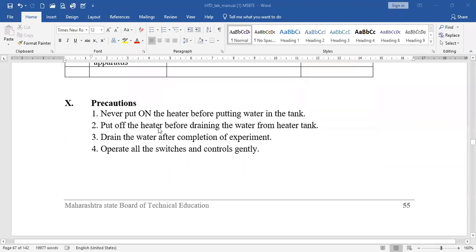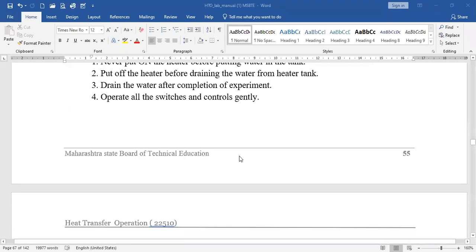Then precautions: never put on the heater before putting water in the tank. So before starting the experiment, you have to check whether the heater is off. Put off the heater before draining the water from the heater tank also. At the end of the practical also, you have to put off the heater. Drain the water after completion of the experiment, so it avoids corrosion. Then operate all the switches and controls gently. These are some precautionary measures.